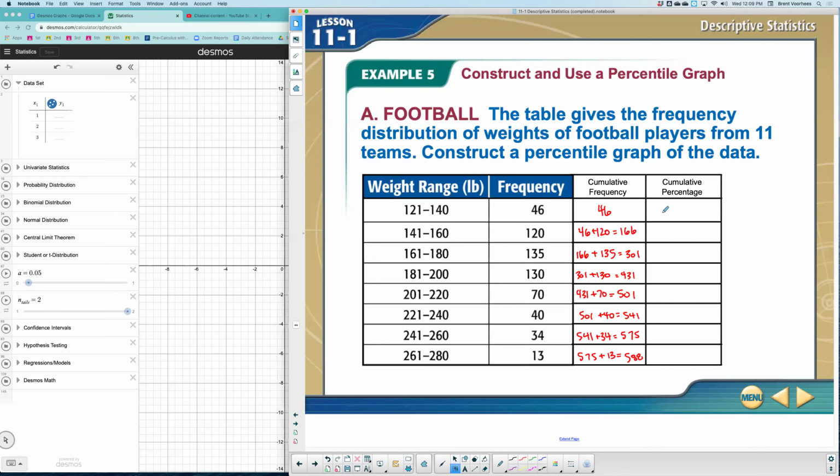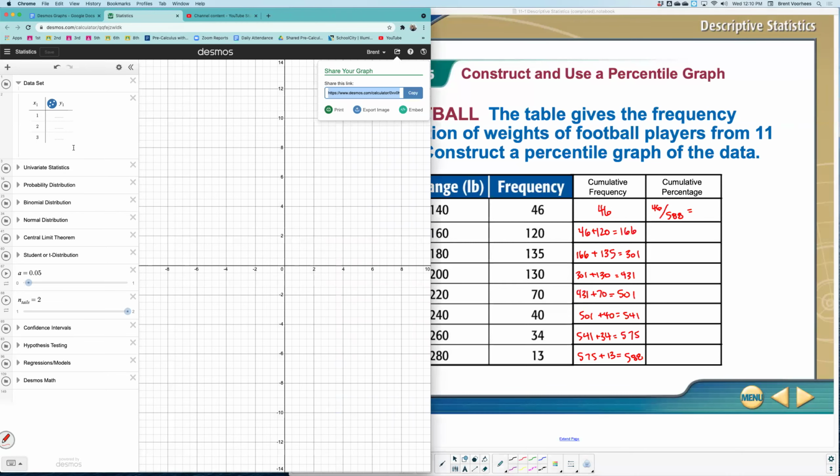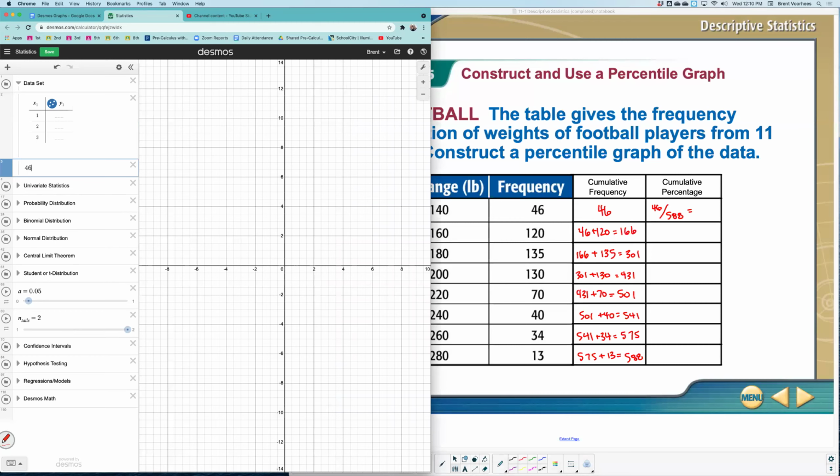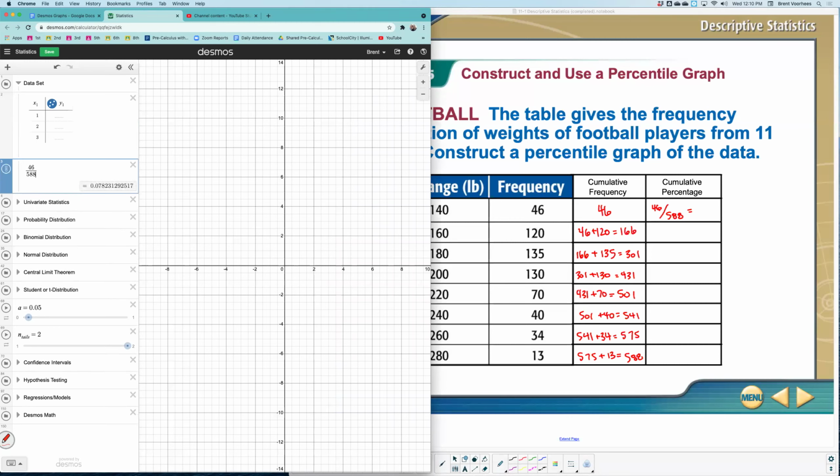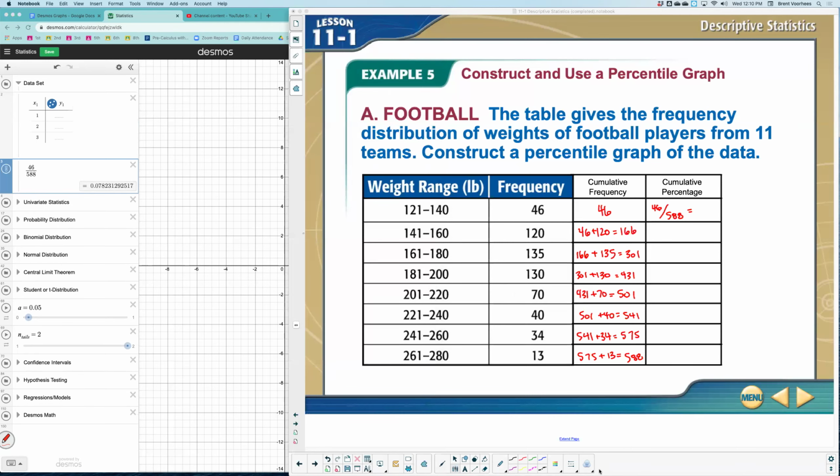So when it comes to cumulative percentages, you take your cumulative frequency, which is 46 for this cell, and divide it by the total, which is 588. And this will be our cumulative percentage. So I'm going to come over here and just get a new line. 46 divided by 588 is going to be basically 7.8%. That's not a percentage yet, so I moved the decimal over 2 places. And I should write approximately instead of equals, showing that we are rounding.